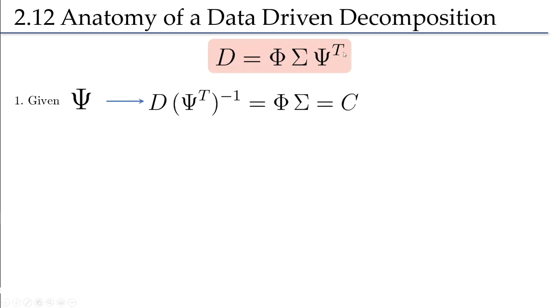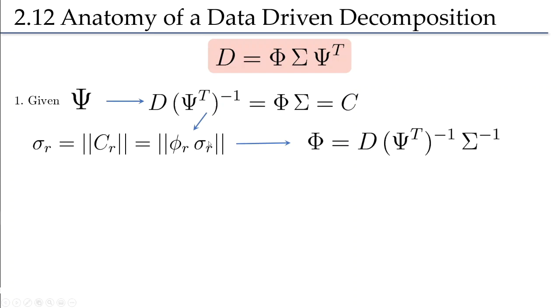So, in general, you can multiply this expression by the inverse of psi transpose, and you obtain phi sigmas. And you should recall that we asked that each of the spatial basis elements have unitary length. So by normalizing each of the columns of this product, we can directly obtain the sigmas, so we can easily assemble our sigmas, and compute the spatial structures.